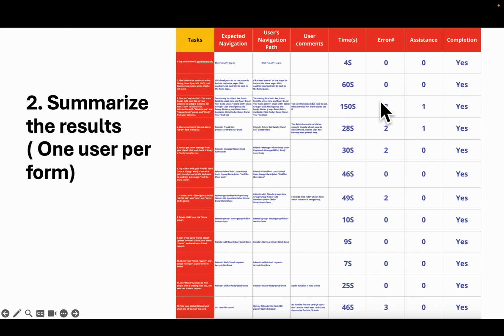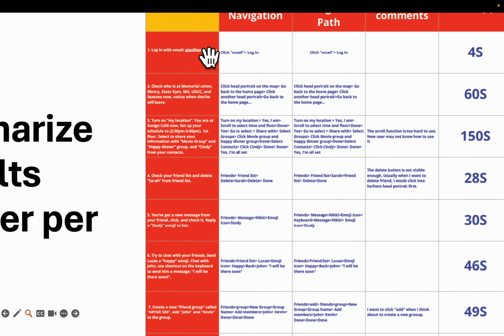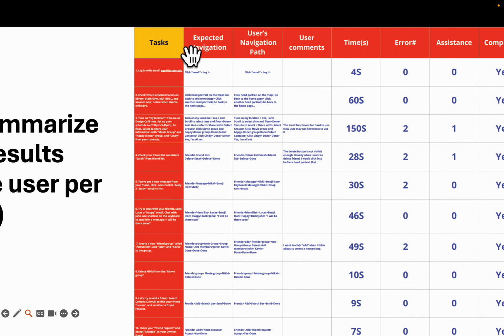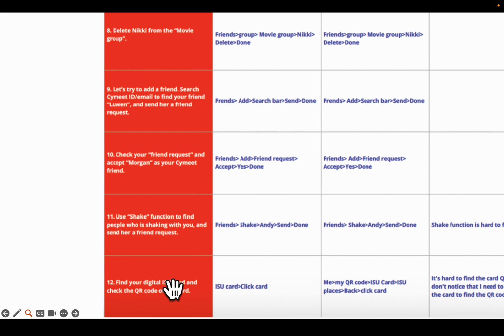So second, you are going to generate a form to record the result of your usability test. This column is your task list. Sorry, this form is quite small. So test 1, 2, 3, right? This is your task list.